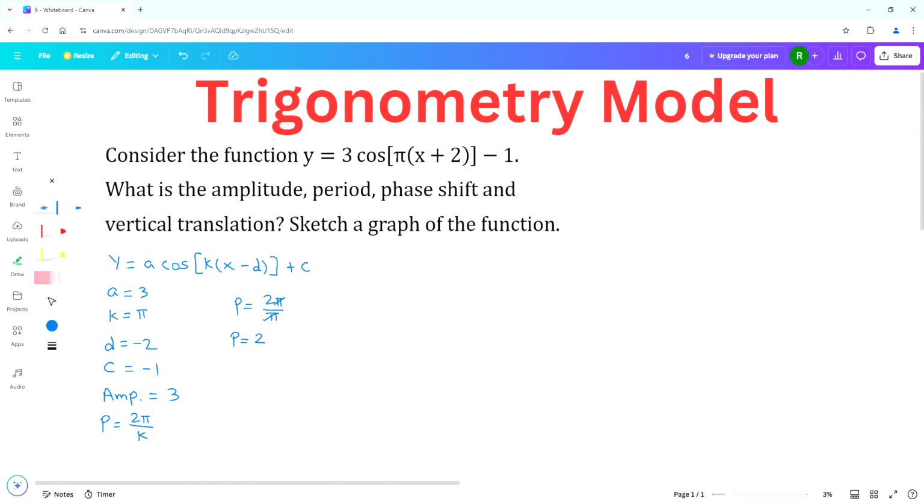Next, we can calculate the phase shift. Phase shift is obtained from the D value. The D value is negative 2. That means the phase shift is 2 units to the left. Next is vertical translation. Vertical translation is obtained from the C value. C is equal to negative 1. So vertical translation is 1 unit down.